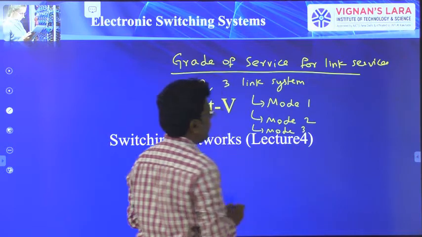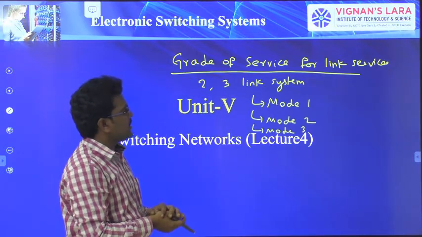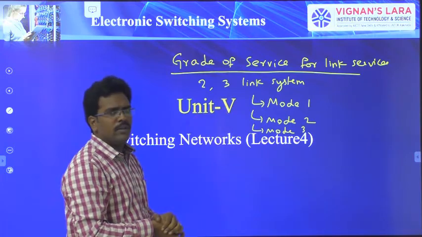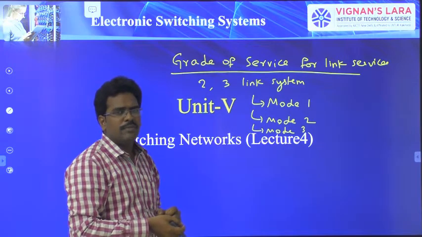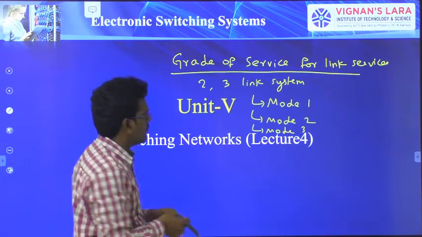Now in this class we will start with the problem for finding the grade of service for a 3-stage link system in mode 1 for the different configurations. So later we'll start our next topic in unit number 5.